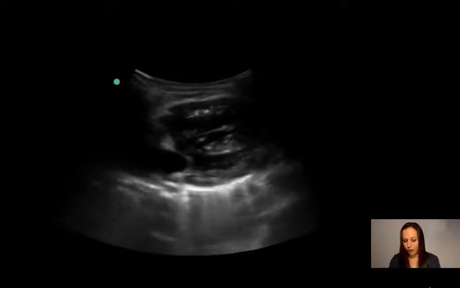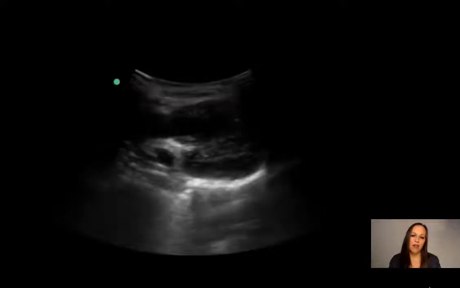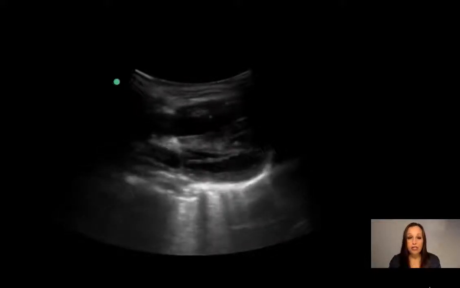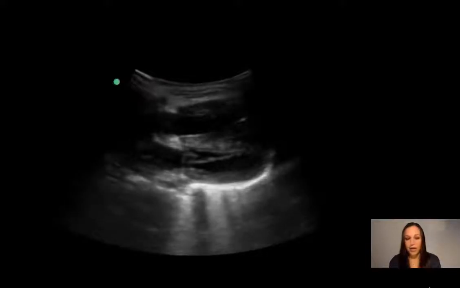Now, with this view, it's pretty difficult to tell the structures from each other, and that's often the case when you have an acutely decompensating patient who is coding. Now, what you can see right away is that this is definitely not a normal heart, and that's an example of asystole.